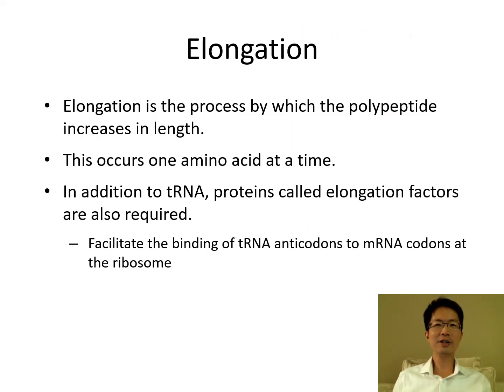Elongation. As the name suggests, it is when the ribosome moves along the messenger RNA. It's like the engine moves along the railroad, then the smoke will come out. The smoke is the polypeptide chain. So we call this elongation. Elongation is a process by which the polypeptide increases in length, like the smoke coming out from the engine. But it occurs one amino acid at a time. It's not that smooth and fast.